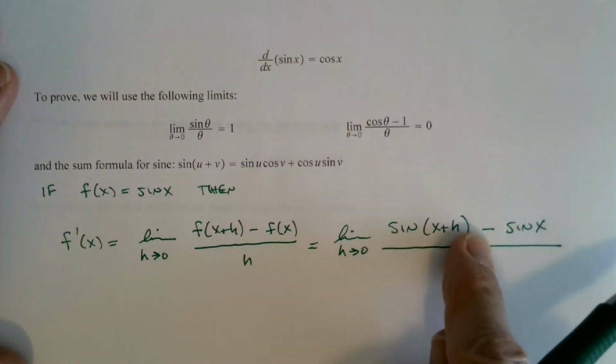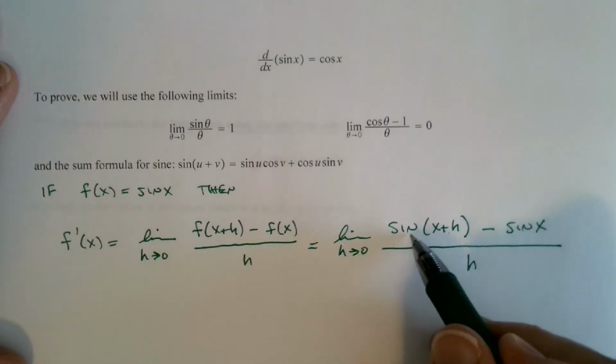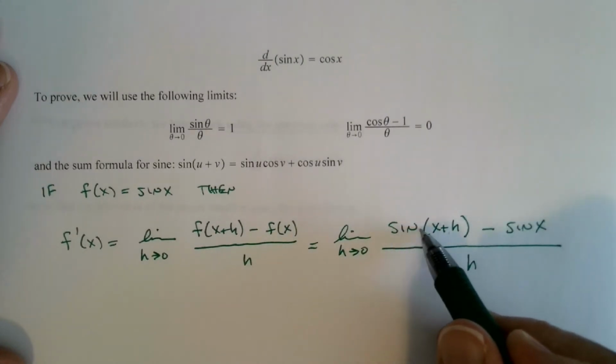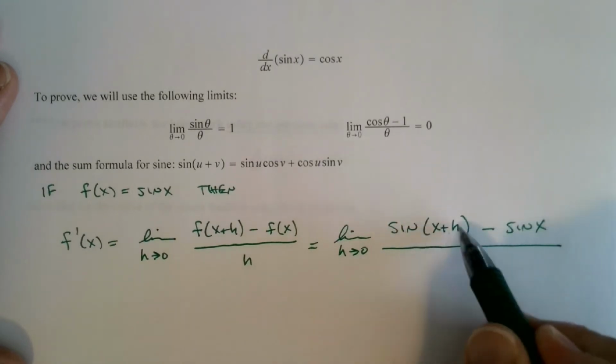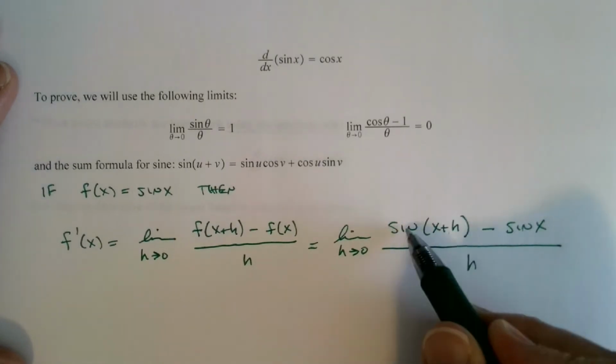Just distribute that through? No. Right? This is not multiplication. This is not sine times x plus h. That would make no sense. This is sine of x plus h. You're plugging x plus h into the sine function.